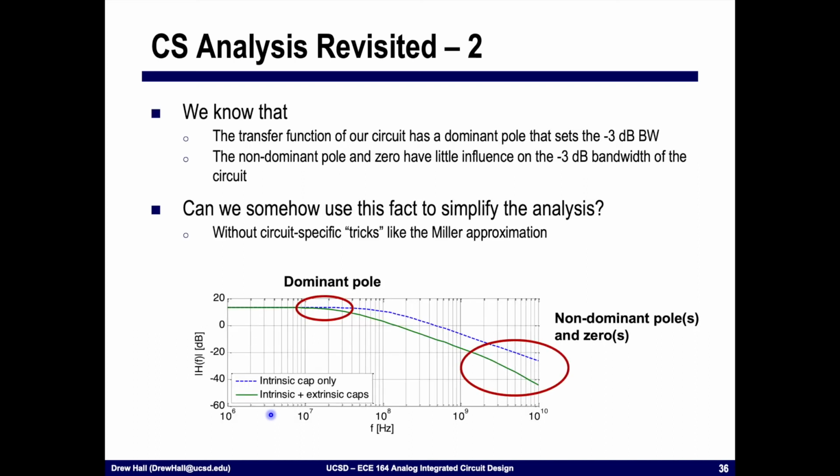If we come back to the amplifier, we know that the circuit has a dominant pole. Okay, and this dominant pole is what's setting the minus 3 dB bandwidth. We also know that the non-dominant pole and the zero are really not influencing this minus 3 dB bandwidth. And so if I'm only concerned with the bandwidth, can I come up with an approximation that's much simpler that gives me this bandwidth without having to worry about what's going on up at this higher frequency? Okay.